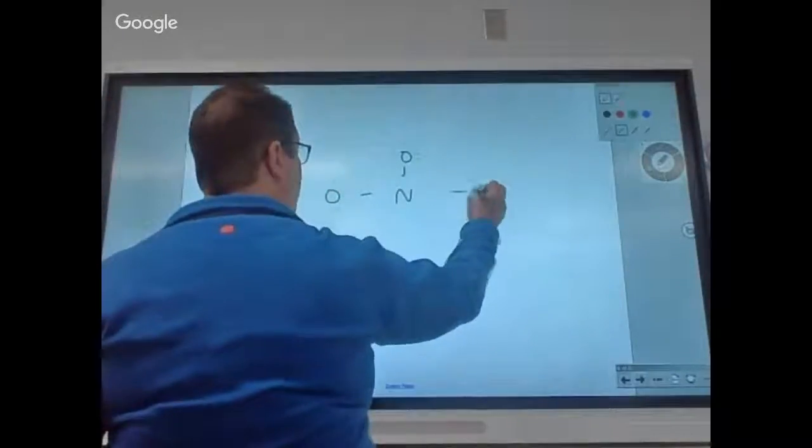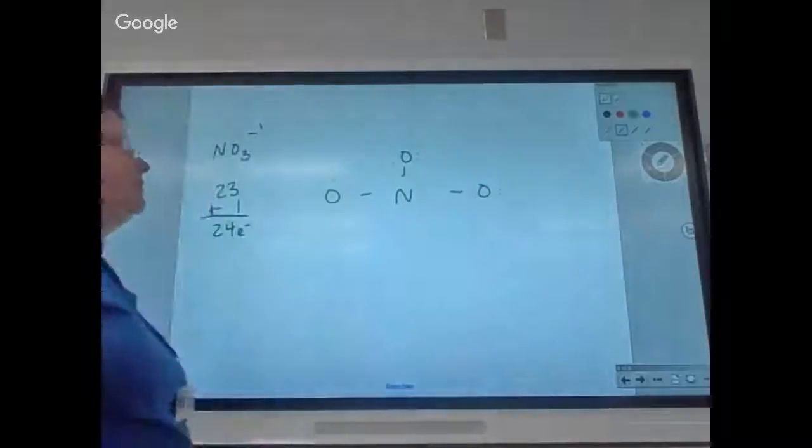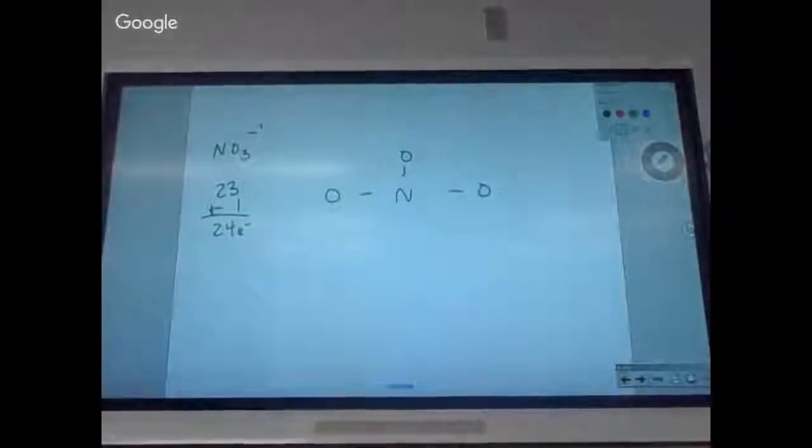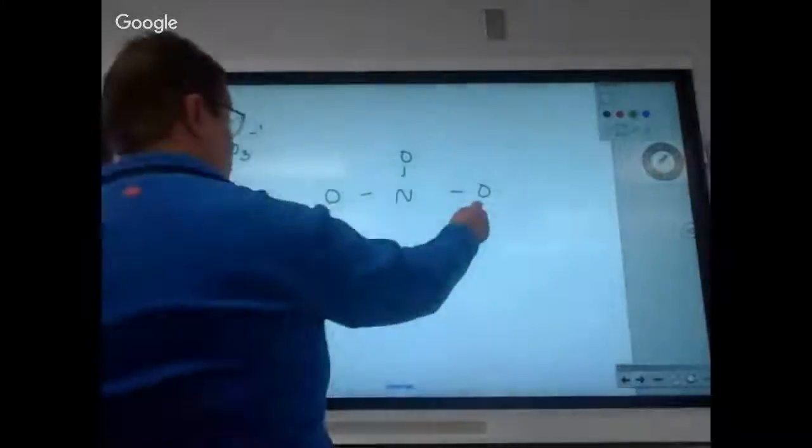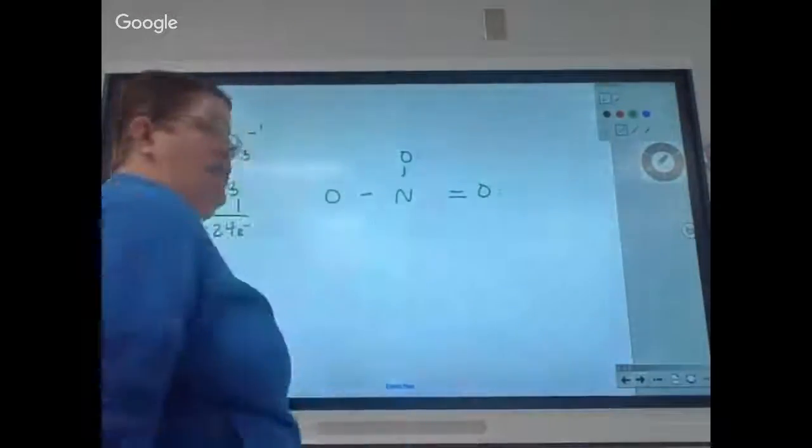And again, you wound up with something that looks like this. You said, oh, everybody has 8 except N if you're counting. And then you said, it's not hydrogen, it's not boron. My N cannot have 6. So you said, somebody's got to share, and you put a double bond there, right?